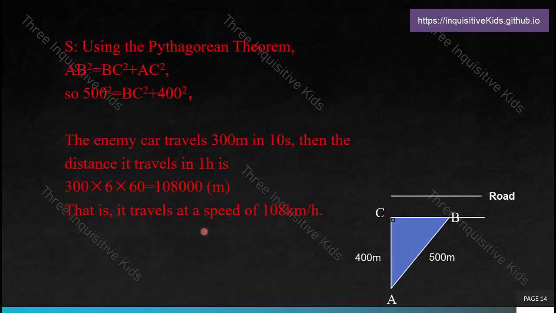So let's do this together. So using the Pythagorean theorem, AB squared equals BC squared plus AC squared. So 500 squared equals BC squared plus 400 squared. The enemy car travels 300 meters in 10 seconds, and the distance it travels in 1 hour is 300 times 6 times 60, which is 108,000 meters. That is, it travels at a speed of 108 kilometers per hour.